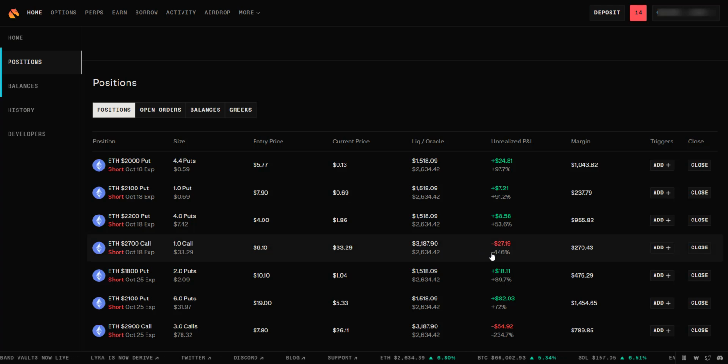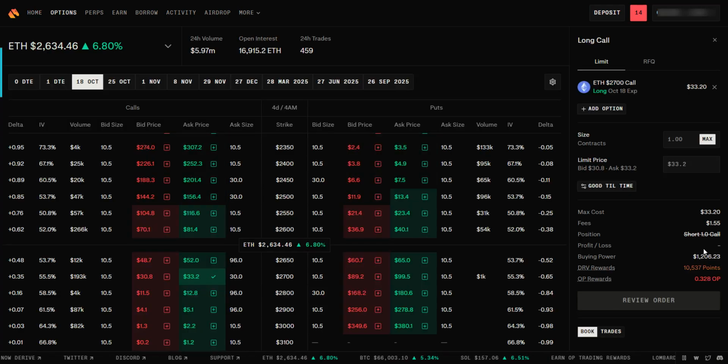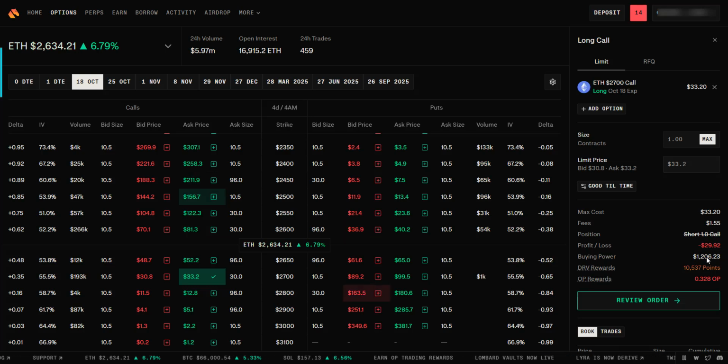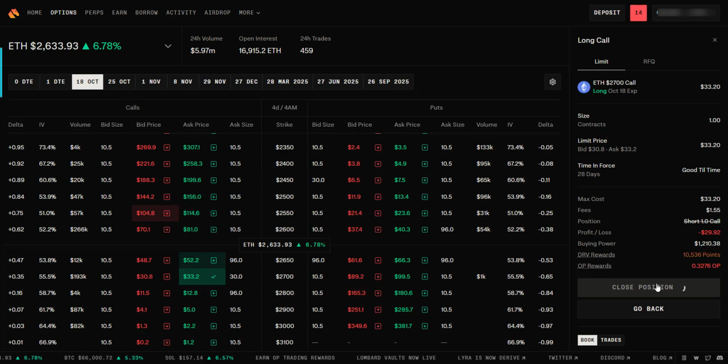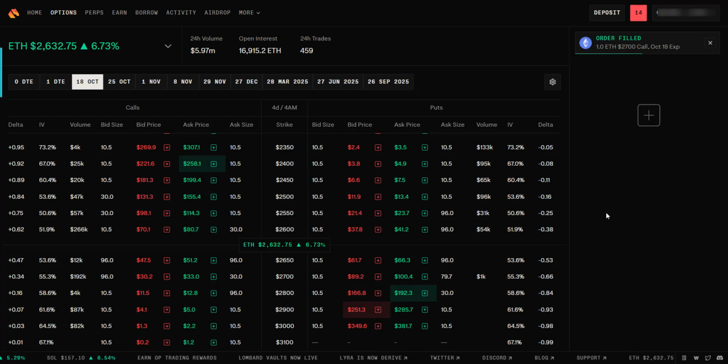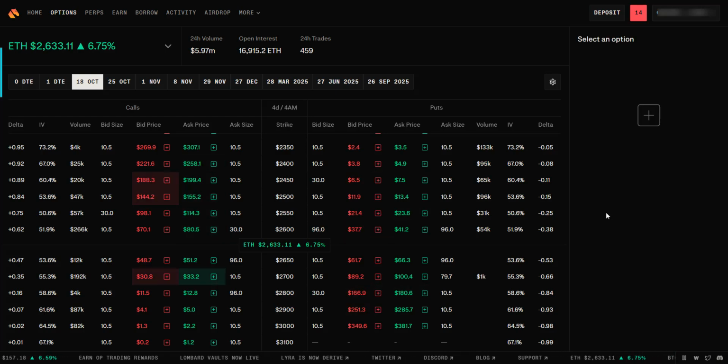So we're going to come down here and we're going to go ahead and close this one out. So max close. We're going to lose, it says $29. We actually lose a little bit more than that, I believe. But we'll go ahead and close that position out. This is going to free up our capital, so we'll have a little more buying power.